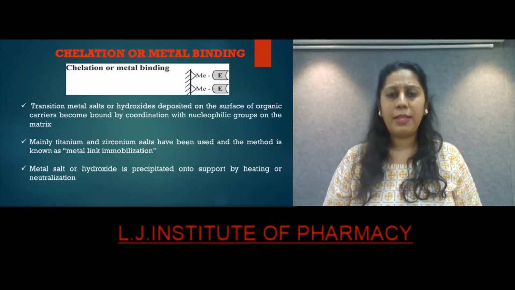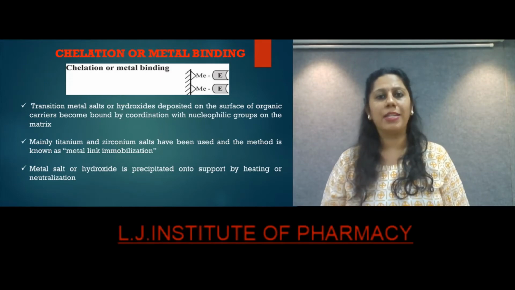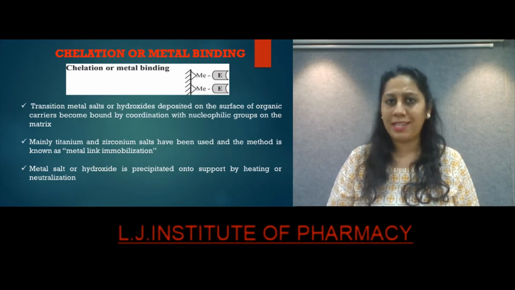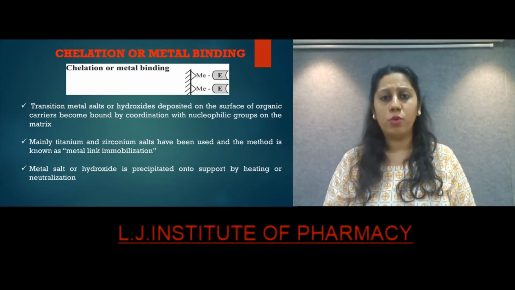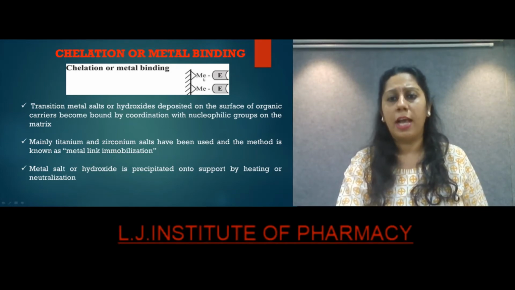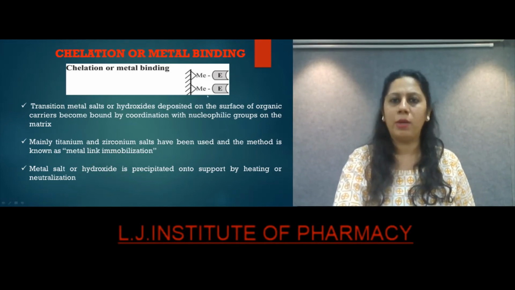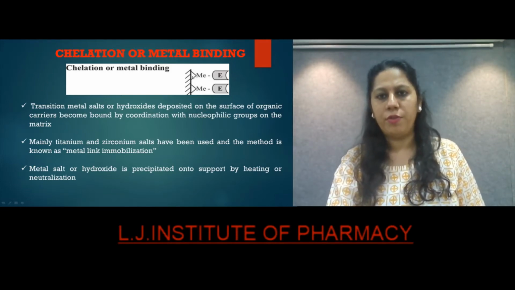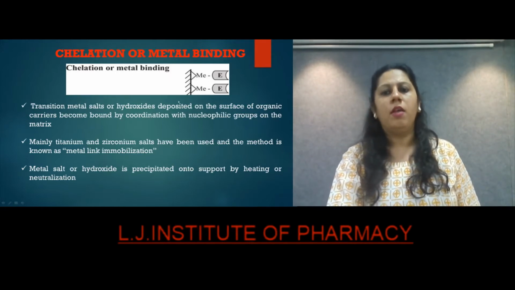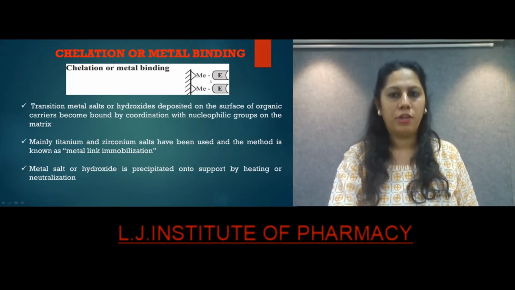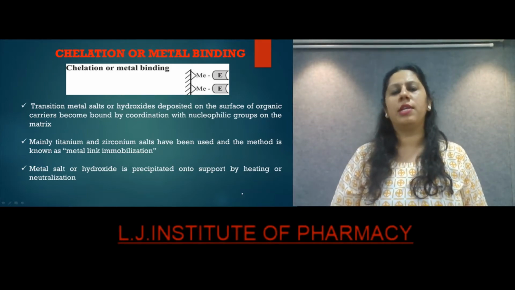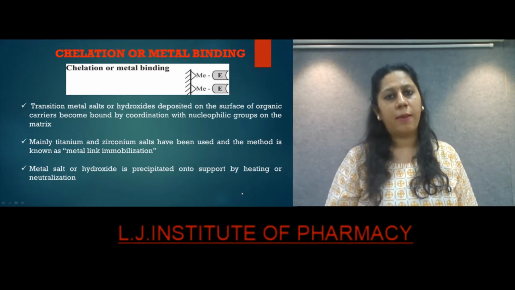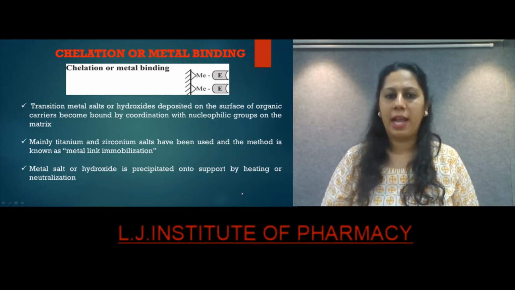The next method of immobilizing the enzyme is chelation or metal binding. As we know, chelates are complexes formed with the help of metals. So metals are used for immobilizing the enzymes. Metals first activate the support material, which then binds with the enzyme. So this is the support on which we have metals, and the enzymes are attached by chelation. Here mainly transition metals such as titanium and zirconium are used for activating the support, and the immobilization is also known as metal link immobilization.